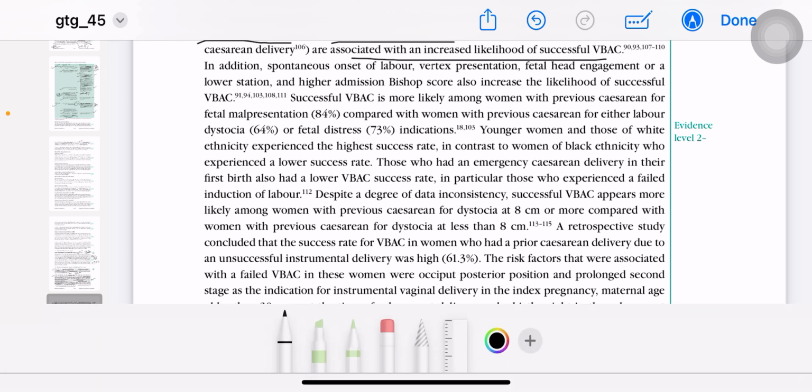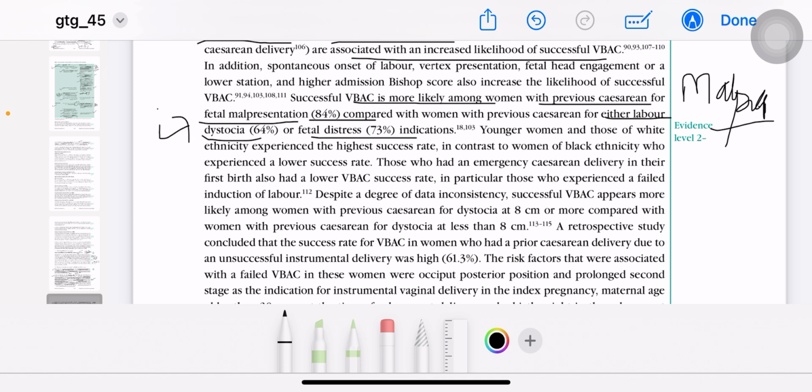Now there are a few important percentages in this guideline. Successful VBAC is more likely in a woman with a previous cesarean section for fetal malpresentation. With previous cesarean for malpresentation, the success rate is 84%. Those with labor dystocia, the success rate is 64%, and those with fetal distress, 73%. These percentages are important from the SBA point of view, for a patient with a previous cesarean section for fetal malpresentation.